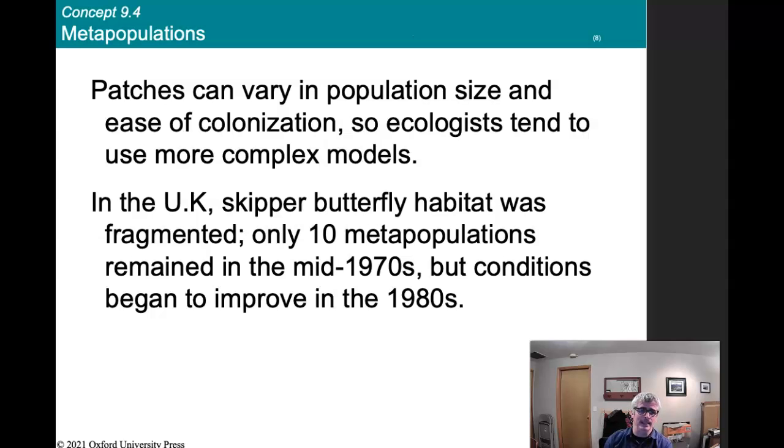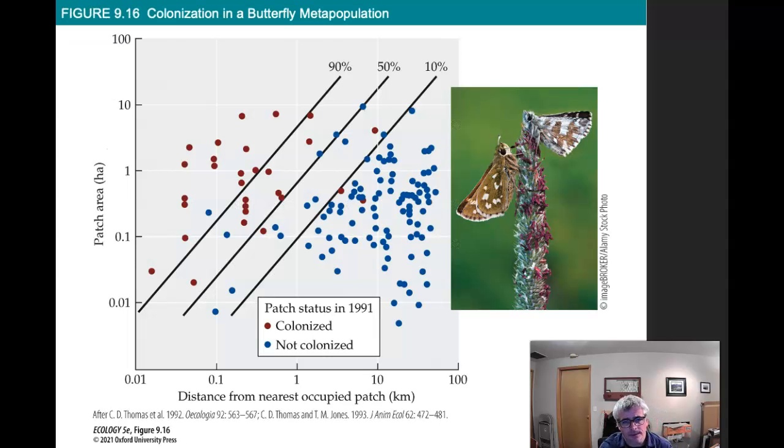We're going to look at the skipper butterfly, where its habitat was fragmented with only 10 metapopulations remaining in the 70s, but conditions began to improve in the 80s. So this is kind of a funny graph, and we'll walk through it. So what this is saying is size of the patch, how big the habitat is for the skipper butterfly, and then distance to the nearest occupied patch.